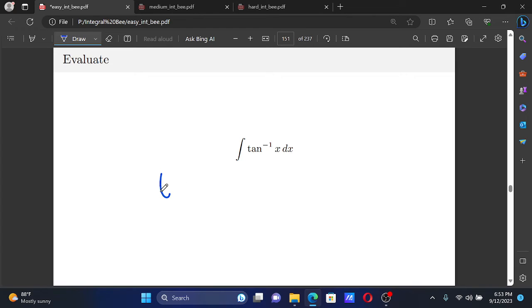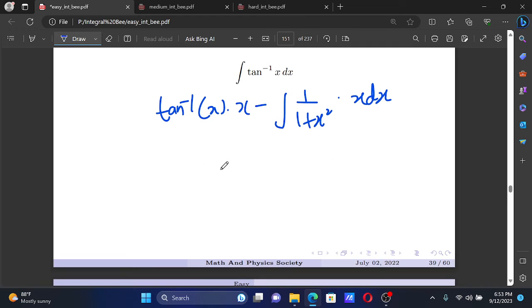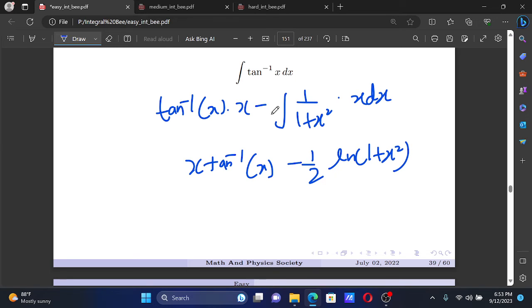For this one, we can just use integration by parts. So that gives us tan inverse x times x minus the integration of 1 by 1 plus x square times x dx. So now after this, we have x tan inverse x minus 1 by 2 ln of 1 plus x square plus c. You can just let this as y, and then it will be dy by 2. So that does it.